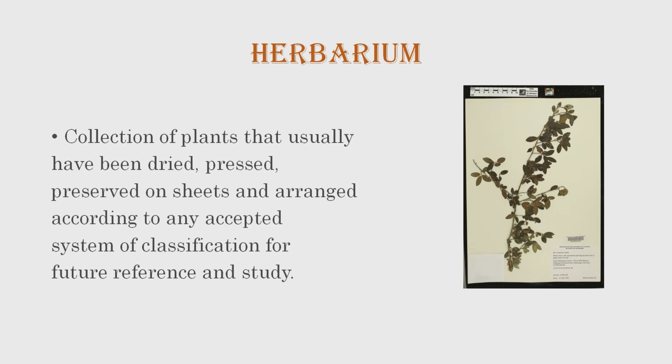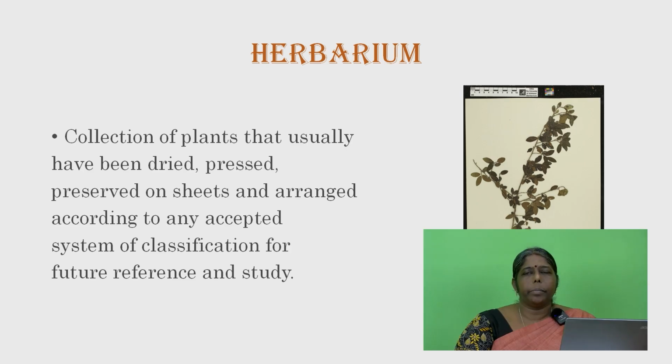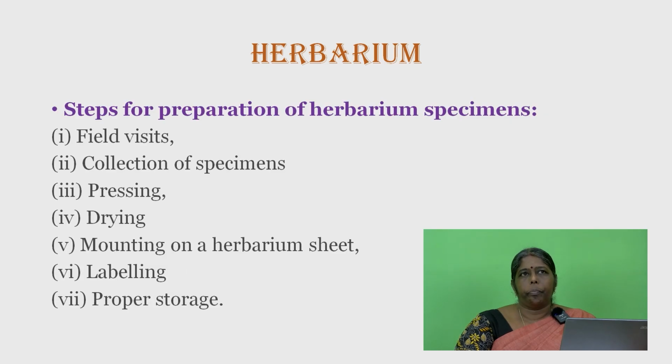A herbarium is a collection of plants that are dried, pressed, preserved on herbarium sheets and arranged according to any accepted system of classification for further reference and studies. You would have studied a lot of systems of classification like Bentham and Hooker classification, Hutchinson classification. Normally in a herbarium they use only the Bentham and Hooker system of classification.